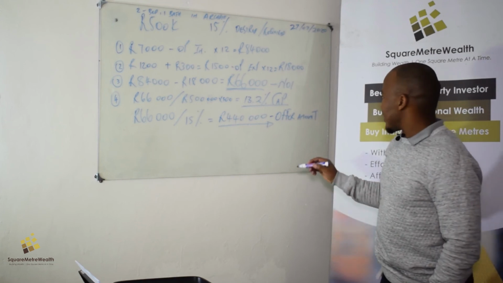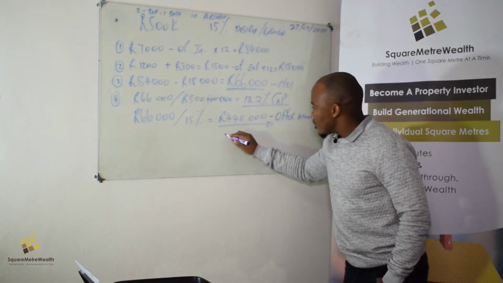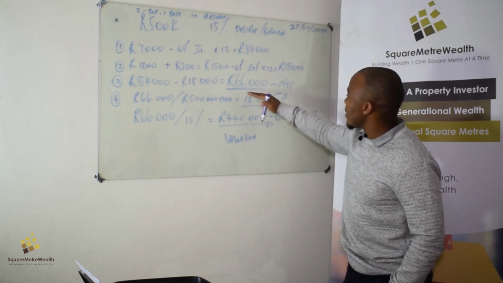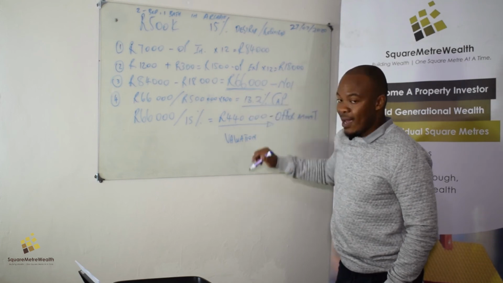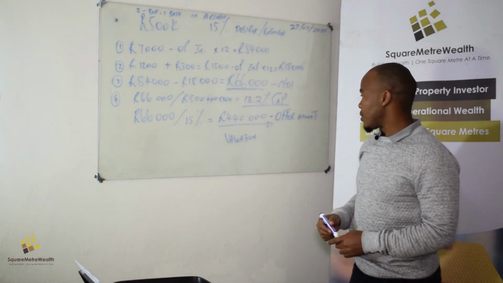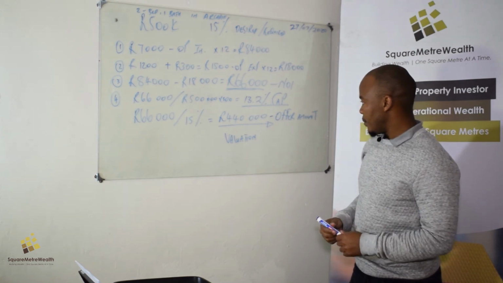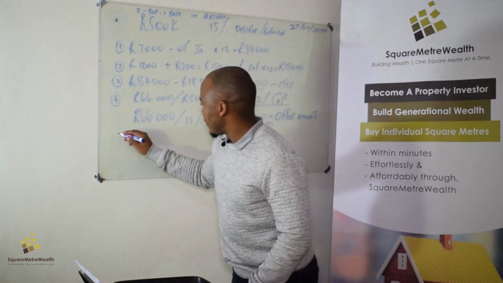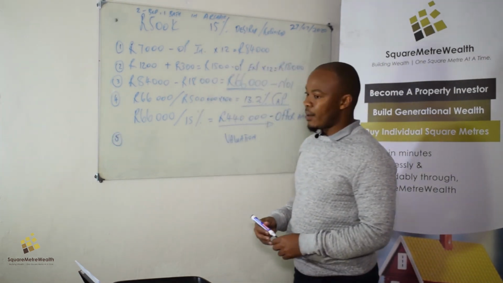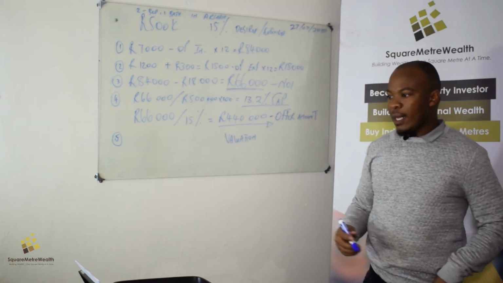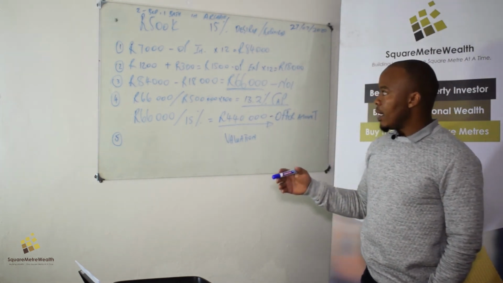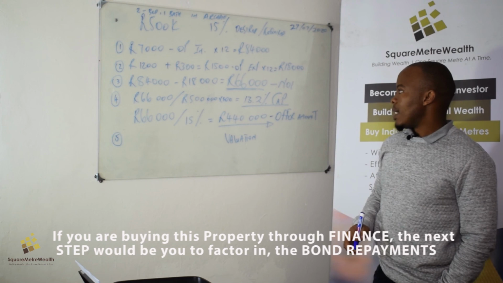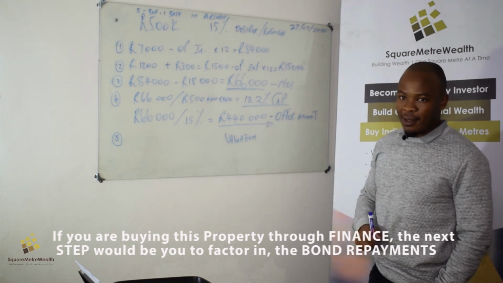What it also means is that this 440 is your valuation. This is what you are valuing a property with this net operating income at. You are valuing this property at that. This is very critical. What follows after this is step number 5. If you are buying this property through finance, the next step would be to factor in the bond repayments.